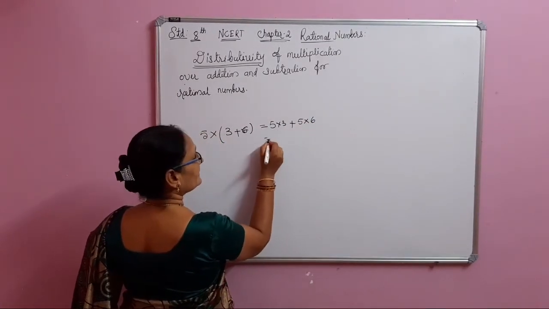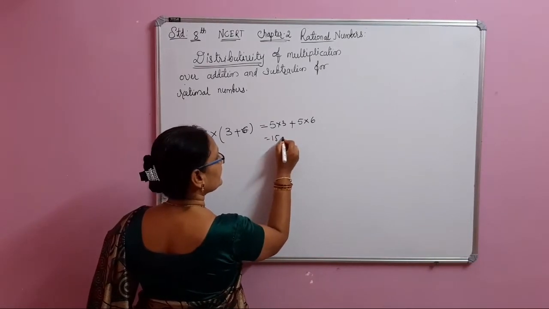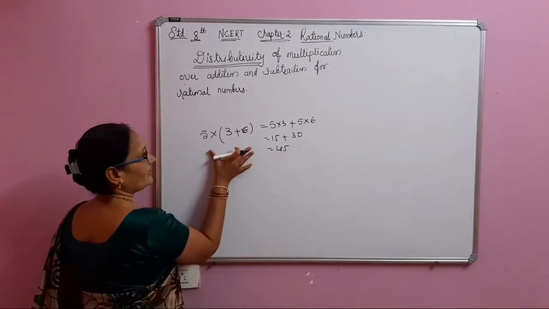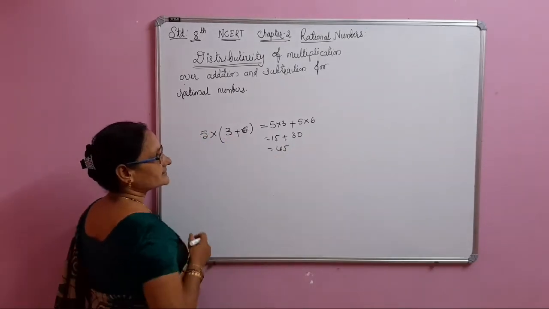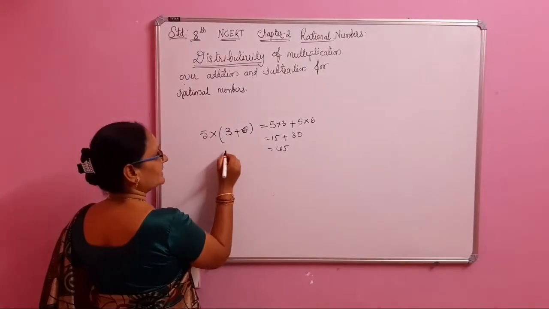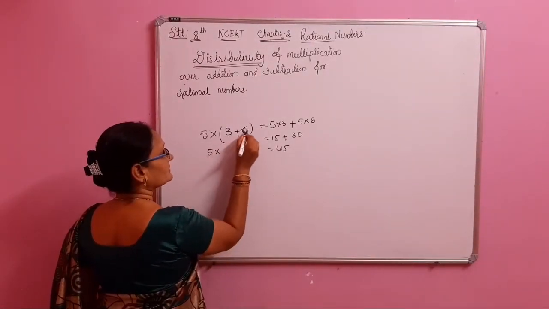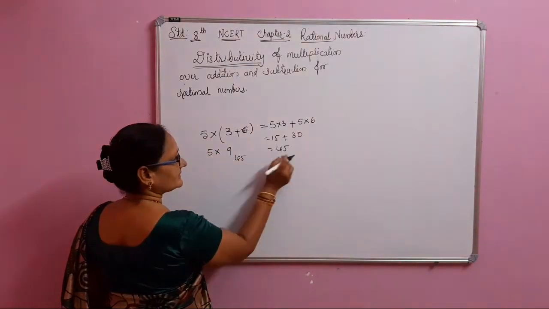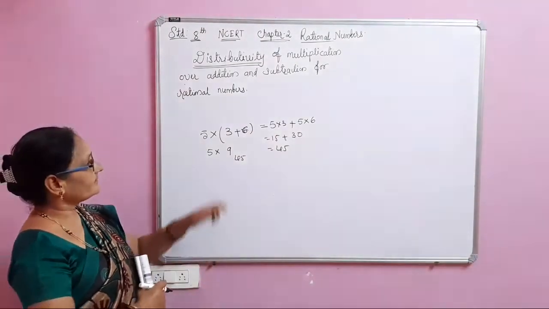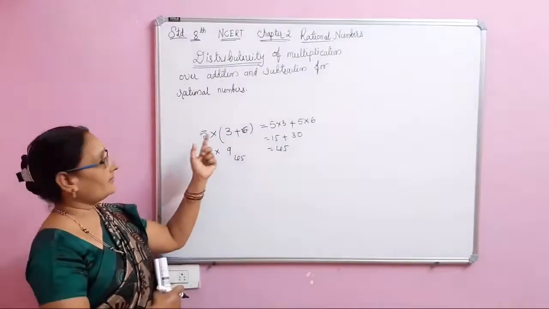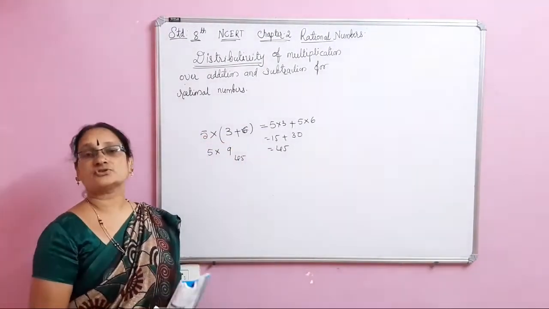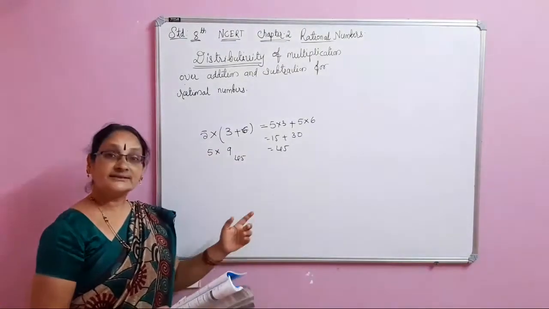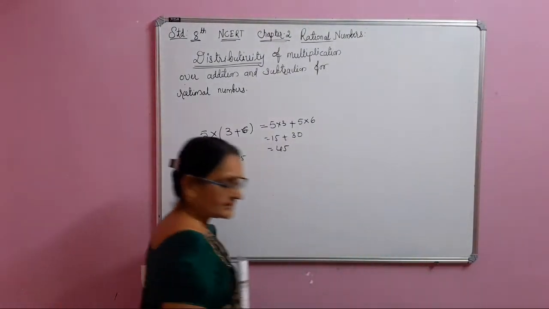So 5 3s are 15, 5 6s are 30, this is 45, this is the RHS. Now according to this, 6 plus 3 is 9, 9 5s are 45. See, 5 into (6 plus 3) is 9, 9 5s are 45. See, LHS equals RHS. This is distributivity of multiplication over addition that I have shown you for whole numbers. The same way, it can be done for rational numbers and even integers.